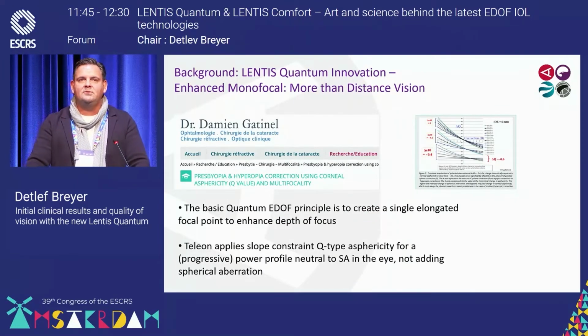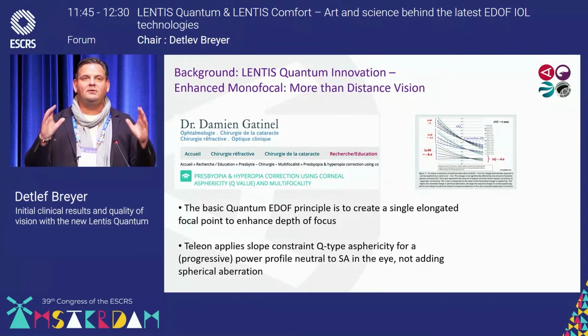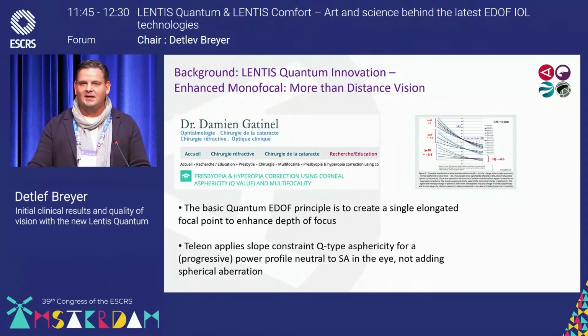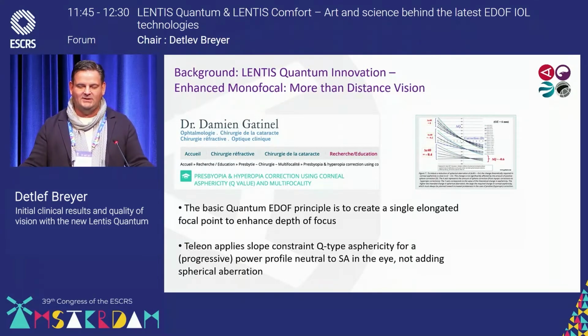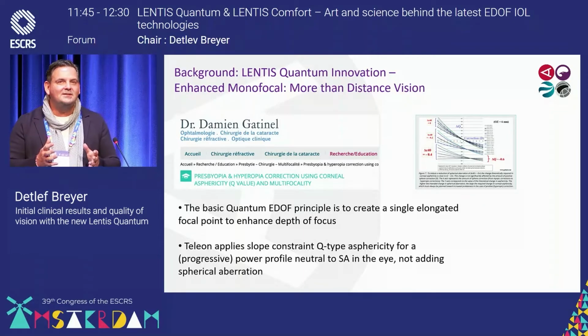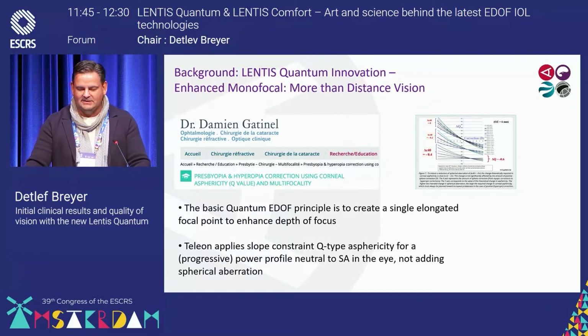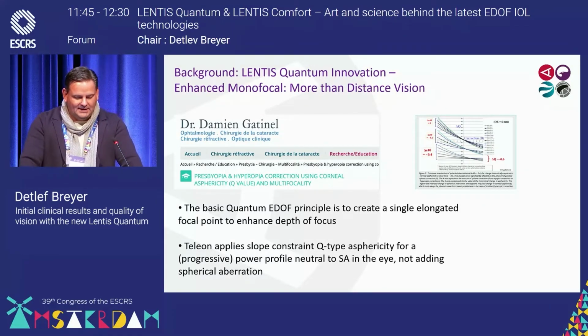So what is the new optical concept about? I asked, because if you look at the IOL, I didn't see anything. Not in the red reflex, not at the lens. I tried vision blue, I tried everything. I couldn't really see the optic and didn't understand it, so I asked Teleon, so what are you doing there? And they said, what we do with the quantum EDOF is to create a single elongated focal point to enhance the depth of focus, as other EDOF IOLs do as well.